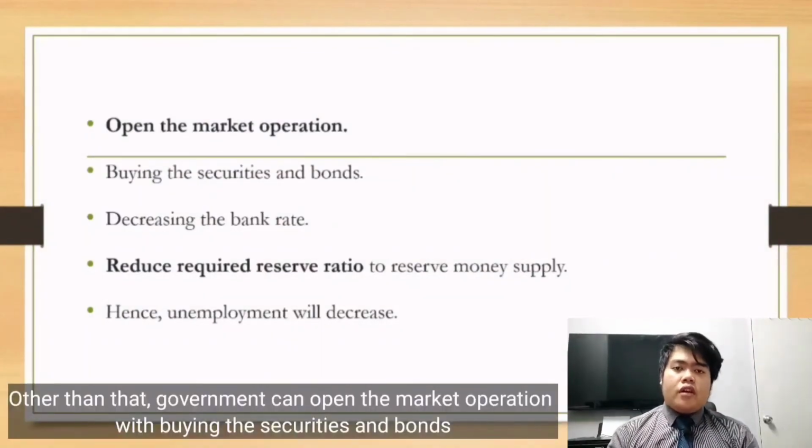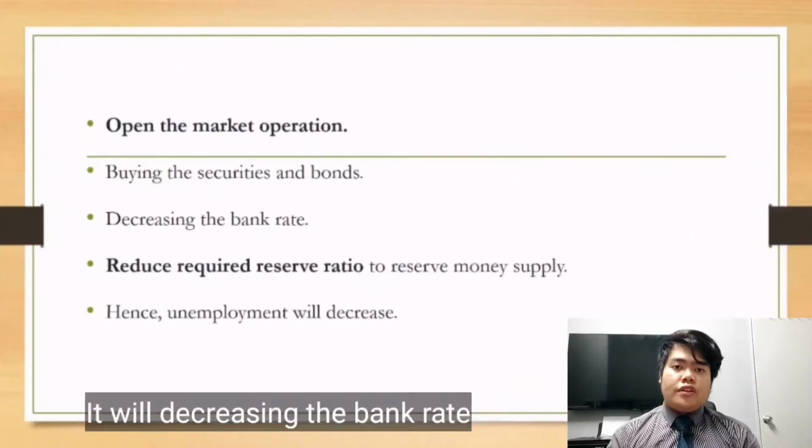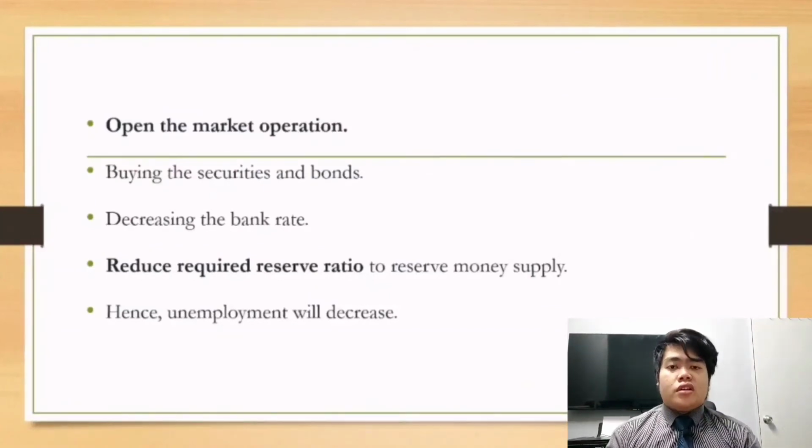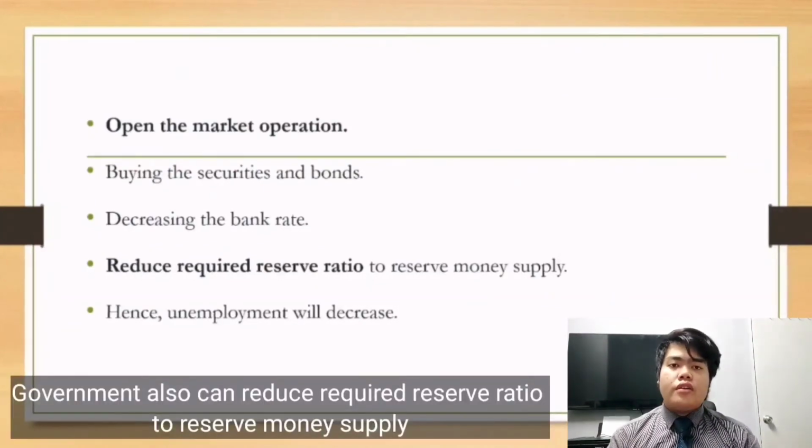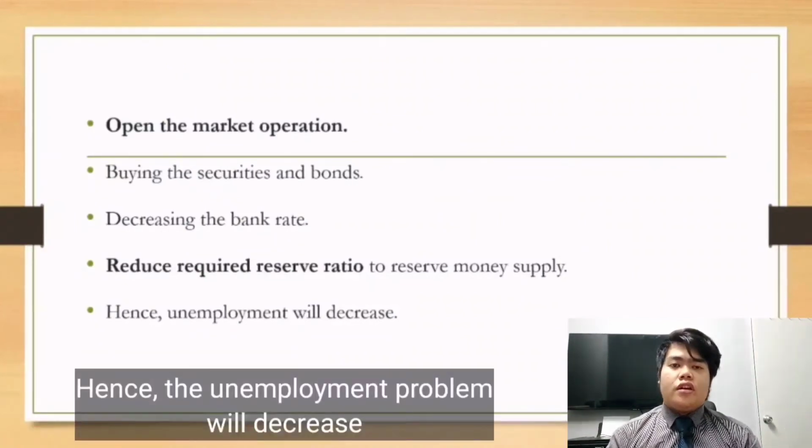Other than that, government can open market operations by buying securities and bonds. It will decrease the bank rate. Government also can reduce the required reserve ratio to increase money supply. Hence, the unemployment problem will decrease.